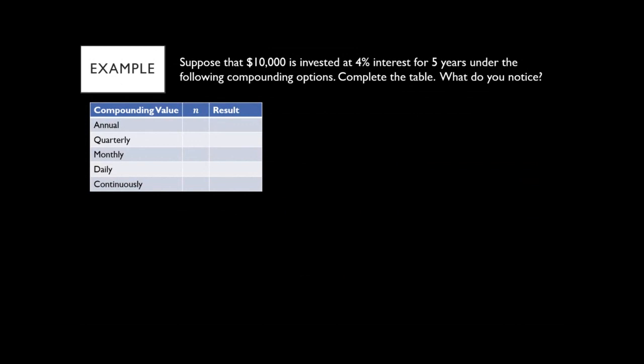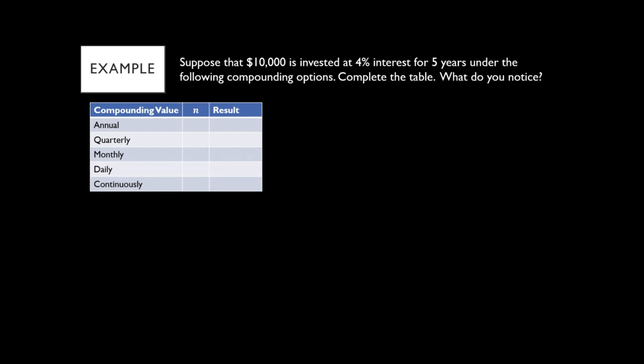So I've only got 3 examples, but we're going to be doing a lot of calculations here. So I'm going to show you how you can do this in Excel and in Desmos to save yourself some time on some of these calculations. In this example, suppose that $10,000 is invested at 4% interest for 5 years under the following compounding options: annual, quarterly, monthly, daily, and continuously.